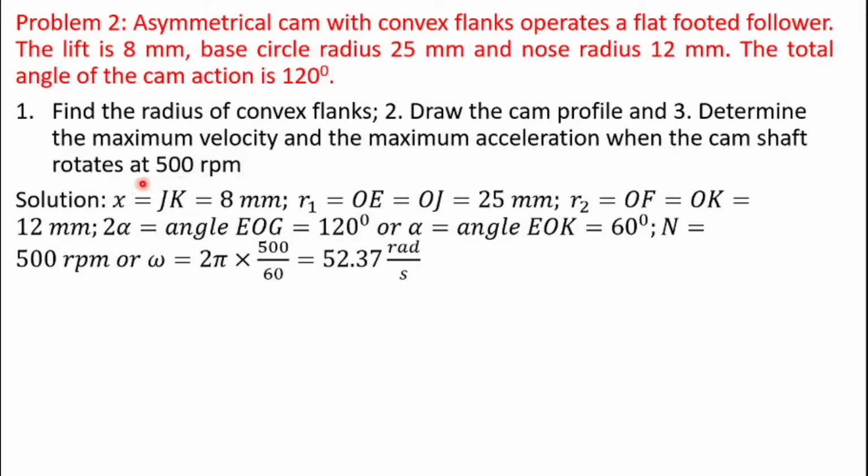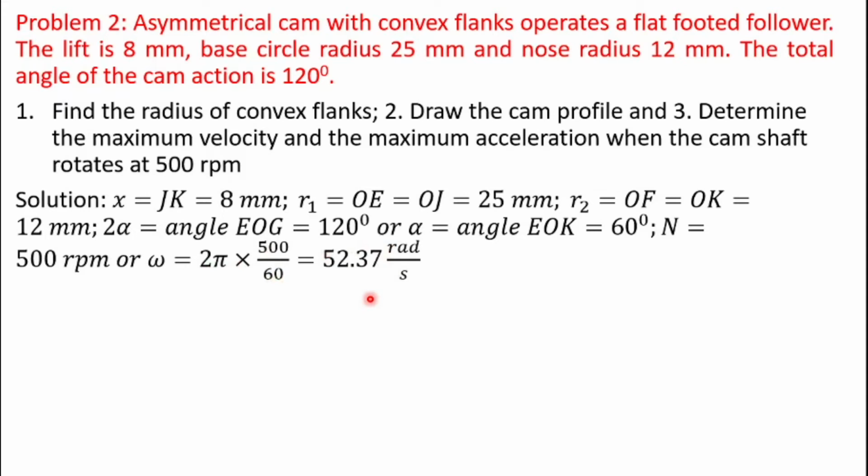So for the solution, the given value of x, that is the lift, is 8 mm. The radius of the base circle of the cam is 25 mm, R2, the radius of the nose circle, is 12 mm, and the total angle of the cam is 120 degrees. So alpha can be calculated. Now n is given as 500 rpm, and we can convert it into radian per second: omega equals 2 pi n by 60, and this becomes this much.